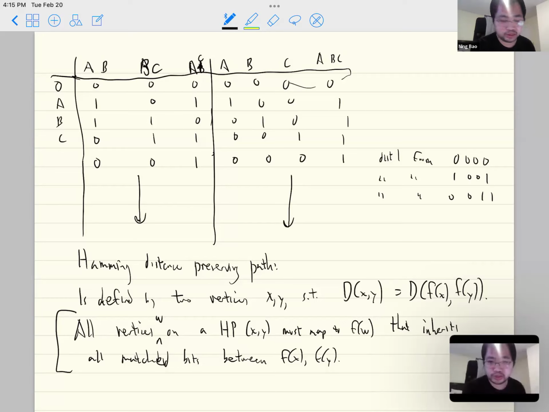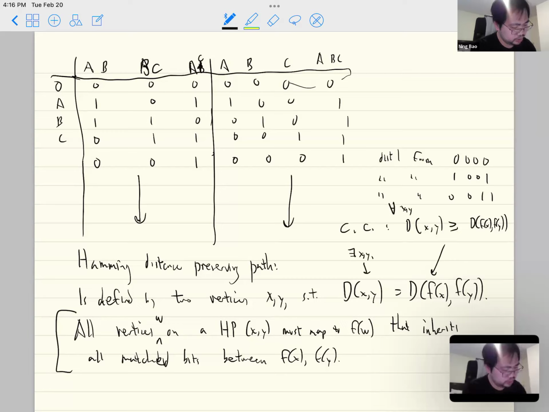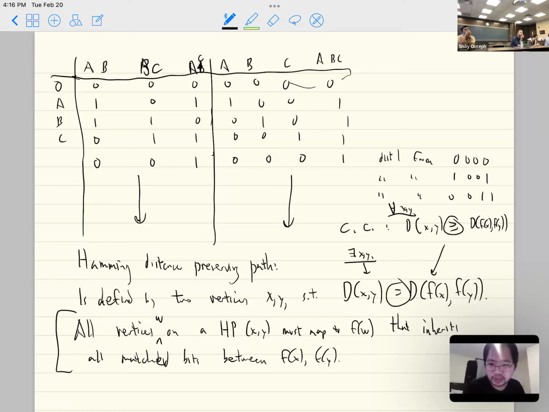Not all of them will. So remember that the general contraction condition is that the distance between x and y is greater than or equal to the distance between f of x and f of y. So this is stricter, right? This is saying that there exists x and y. So this is a statement for all x, y. And here it's like there exists x, y. And this is the difference. Does that make sense? Yes.